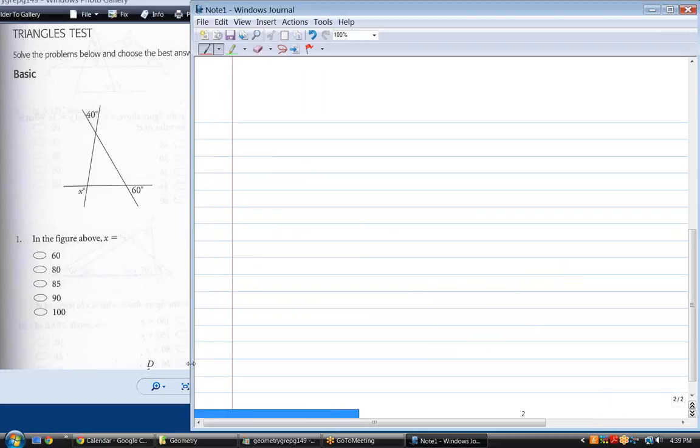But this is the kind of geometry you need to know for all your tests, your ACT, your SAT, maybe even some of these tests you're taking now, but probably not, except some of the basic stuff maybe. Okay, so in the figure that they've drawn there, can you figure out the value of x?